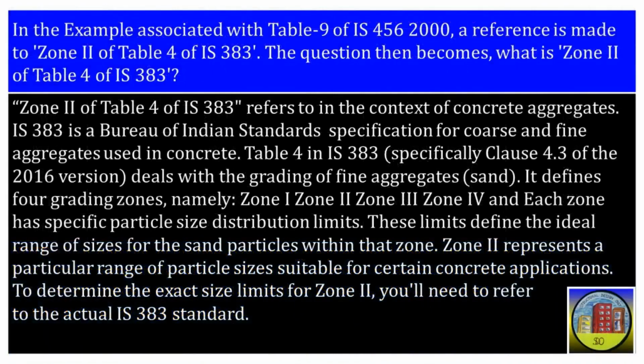In the example associated with Table 9 of IS-456-2000, a reference is made to Zone 2 of Table 4 of IS-383. The question then becomes, what is Zone 2 of Table 4 of IS-383? IS-383 is a Bureau of Indian Standards specification for coarse and fine aggregates used in concrete. Table 4 in IS-383, specifically Clause 4.3 of the 2016 version, deals with the grading of fine aggregates, sand. It defines 4 grading zones, namely, Zone 1, Zone 2, Zone 3, Zone 4, and each zone has specific particle size distribution limits. These limits define the ideal range of sizes for the sand particles within that zone. Zone 2 represents a particular range of particle sizes suitable for certain concrete applications. To determine the exact size limits for Zone 2, you'll need to refer to the actual IS-383 standard.